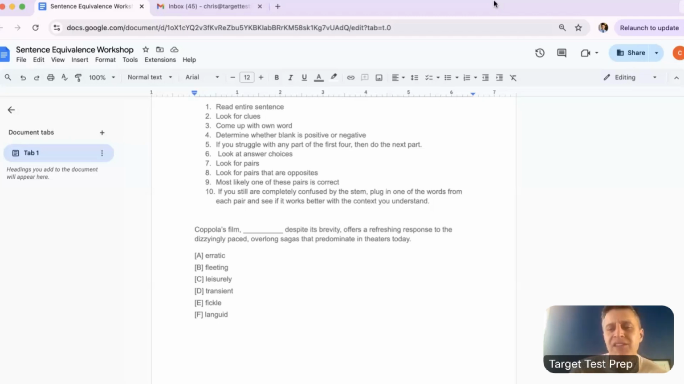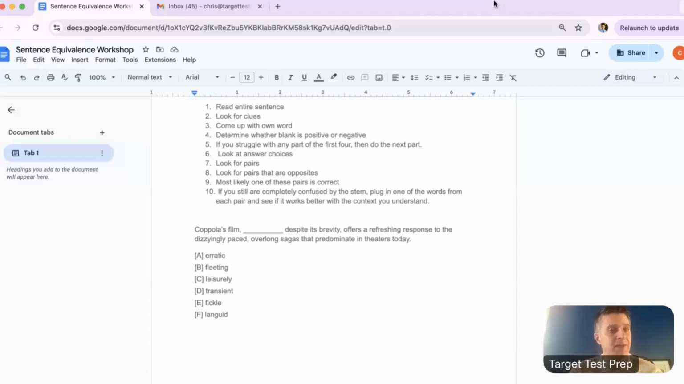But then I go back to the sentence and I put those words in there. Coppola's film fleeting despite its brevity. Well, brevity is fleeting. Fleeting despite being fleeting doesn't make sense. So that method didn't work quite as well, but it's helped me eliminate at least fleeting and transient. Now I read the sentence again and I go back where it says a refreshing response to the dizzying pace. So something it's doing is in contrast to dizzying pace.